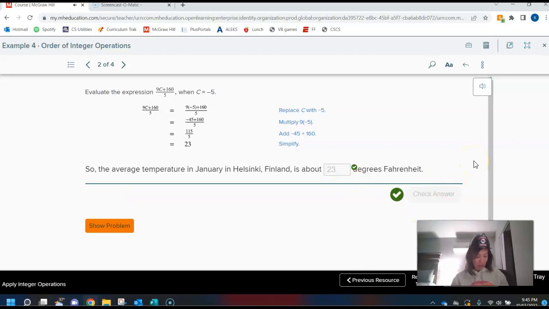And that is all we have for this section. So just remember order of operations. Don't forget your positives and negatives, what to do with your integers when you add, subtract, multiply, and divide.